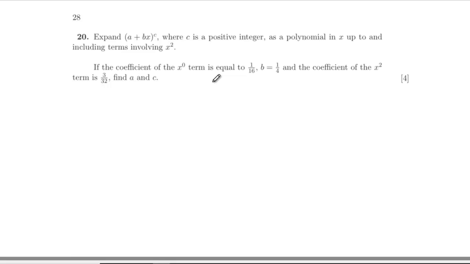Right, expand that, where c is a positive integer, as a polynomial in x up to and including terms involving x squared. Right, so we need to get this a outside.